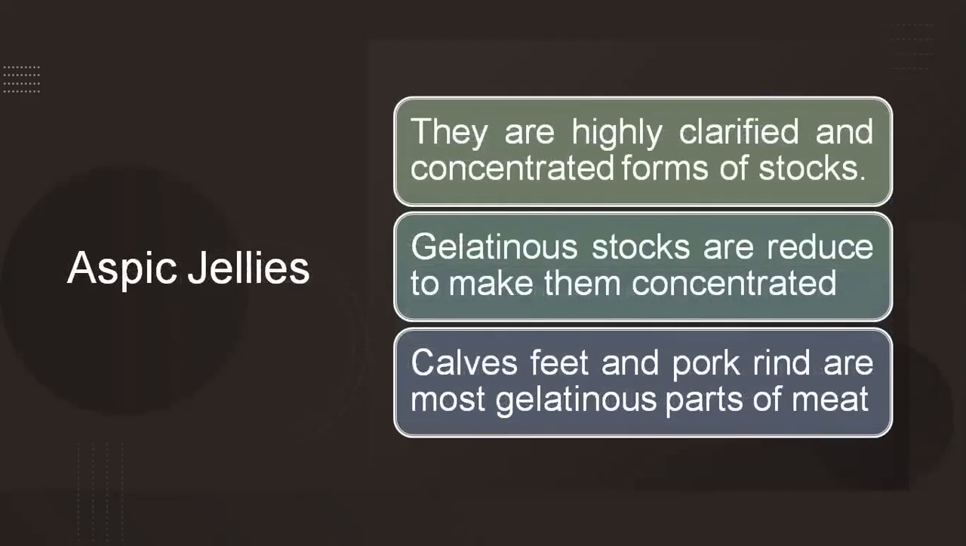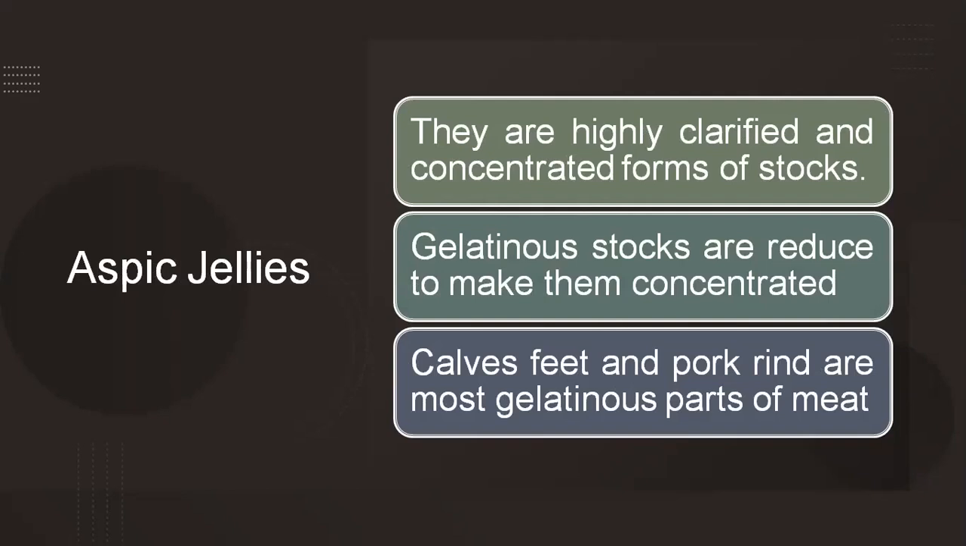Aspic jellies. Aspic is a savory jelly made from meat stock, sometimes supplemented with gelatin to ensure that it sets. They are a highly clarified and concentrated form of stock. This chapter will only discuss the aspic jelly related to stock. Various types of aspics can be found, but here we'll only discuss those related to stocks.